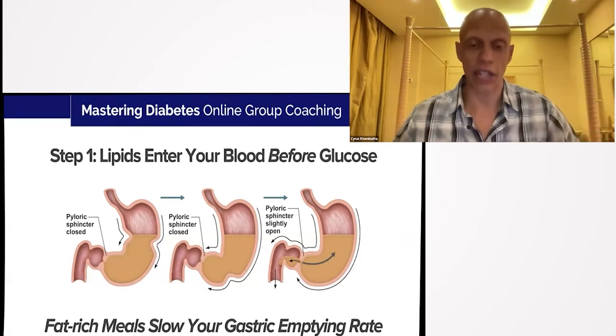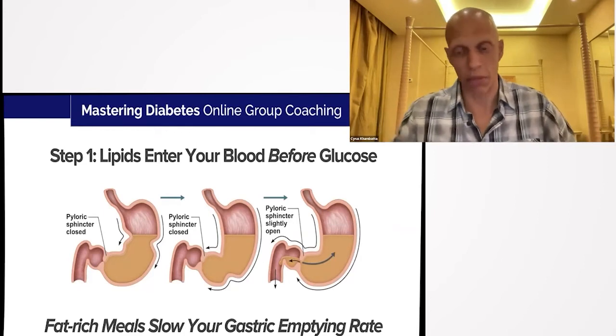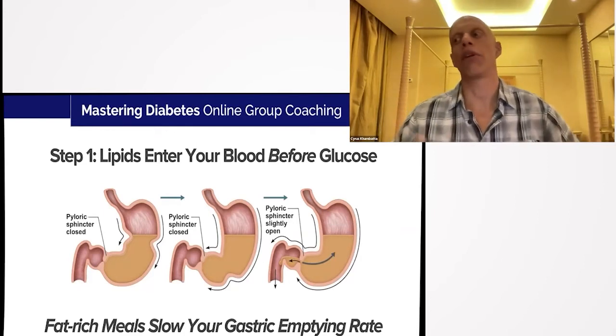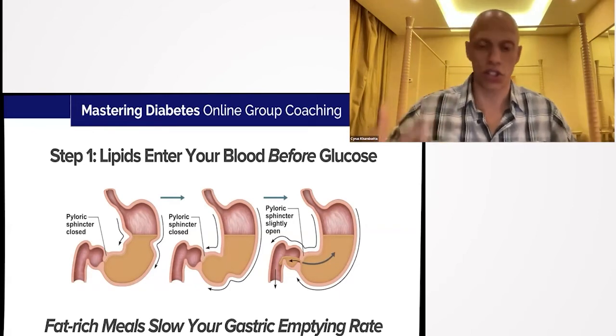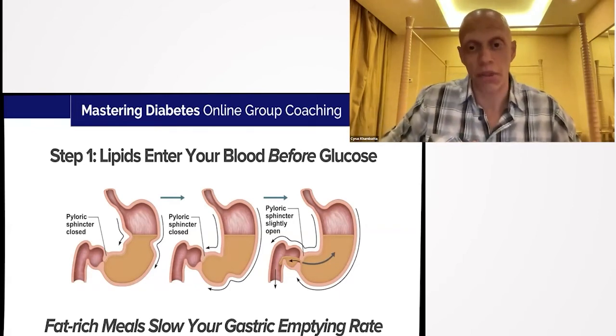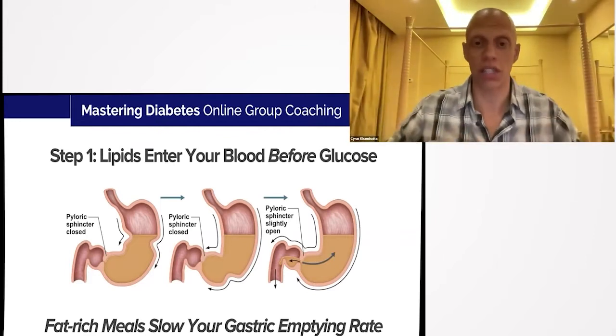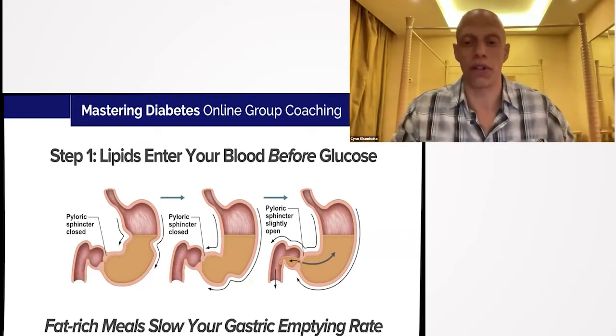You end up stopping eating. And that's one of the reasons why when you eat foods that are fat rich and tend to be protein rich as well, you end up getting full relatively quickly, because your pyloric sphincter actually slows down, and that keeps food in your upper digestive system, which gives your brain the sensation that it has to slow down so that you don't get overfull.